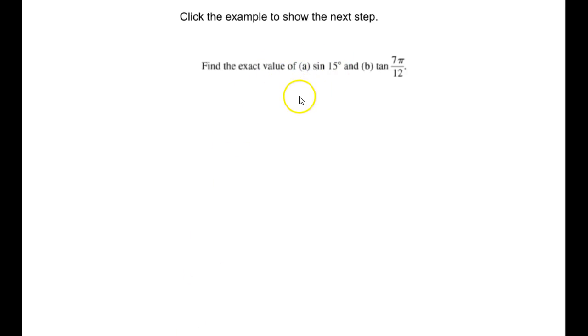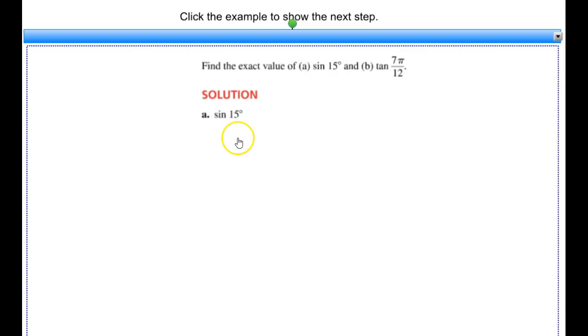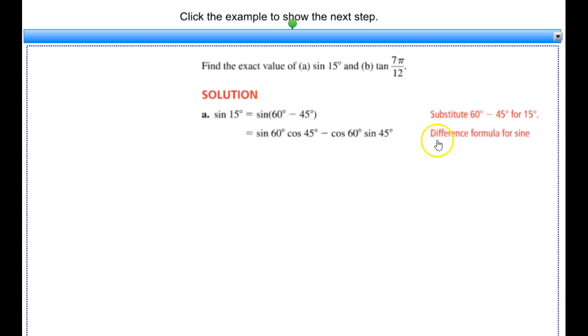So here I'm looking at sine of 15 degrees. Well, sine of 15 degrees is not on my unit circle, but I can get to 15 by taking 60 and subtracting 45. Both of these are on my unit circle. So now I see that I'm using the sine, and I have the difference, so I can go ahead and use my difference formula for sine. So I've got sine of 60 cosine 45 minus cosine 60 sine of 45.